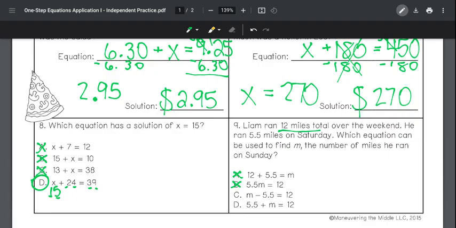M minus 5.5 is 12. M minus 5.5 equals 12 means we would need to add 5.5, which would mean Liam ran 17.5 miles. Well, that's not true. Then we could figure out, oh, letter D, that's correct. Because if we ran 5.5 miles on Saturday, we just subtract that out, minus 5.5, to figure out how many miles we ran on Sunday. And it ends up being 6.5. Okay, so D is the correct answer.